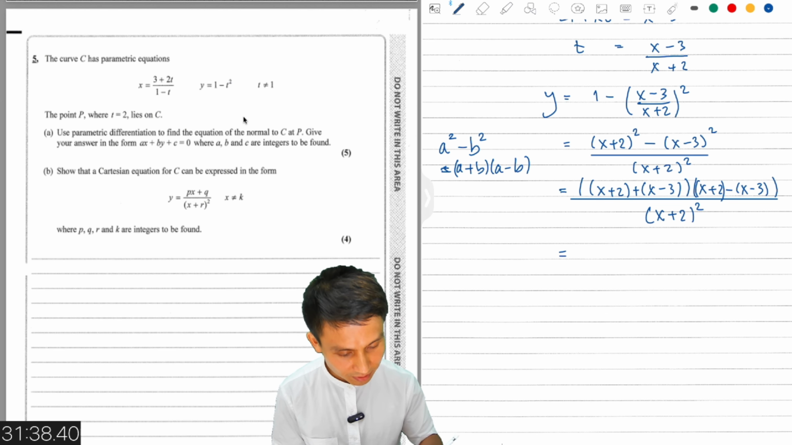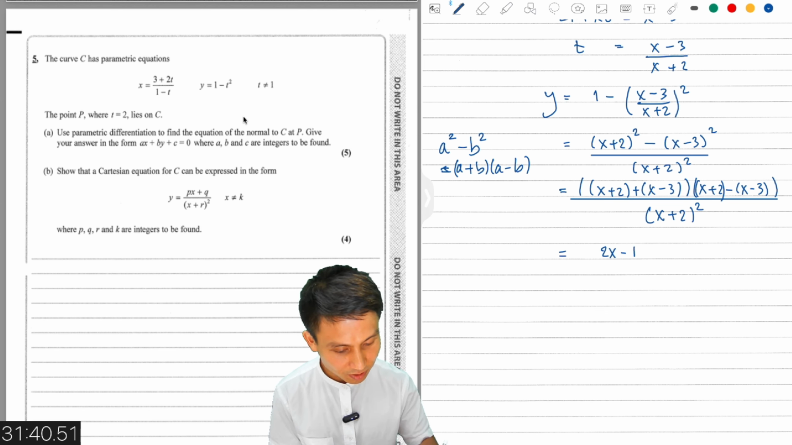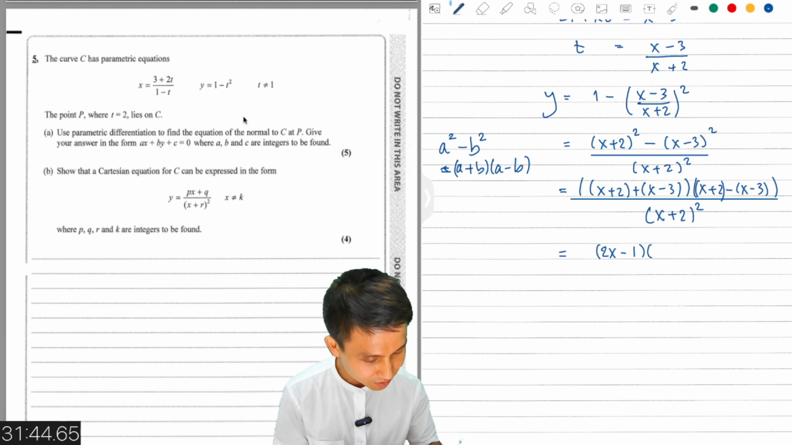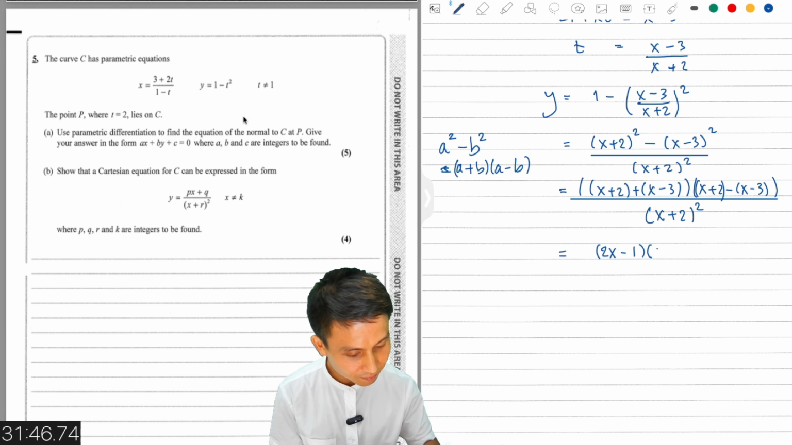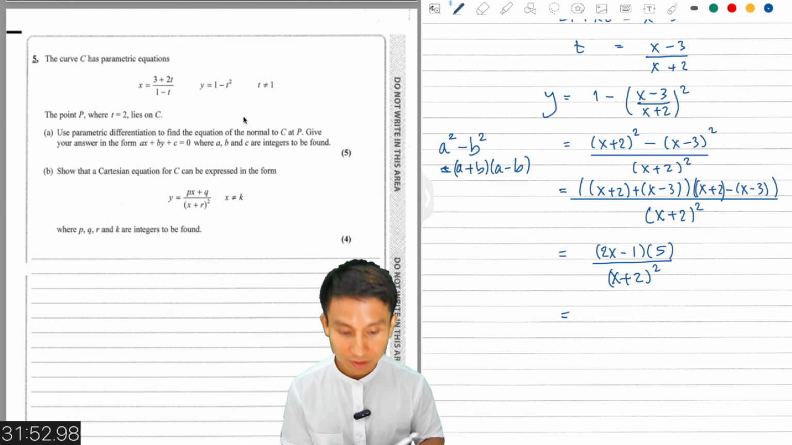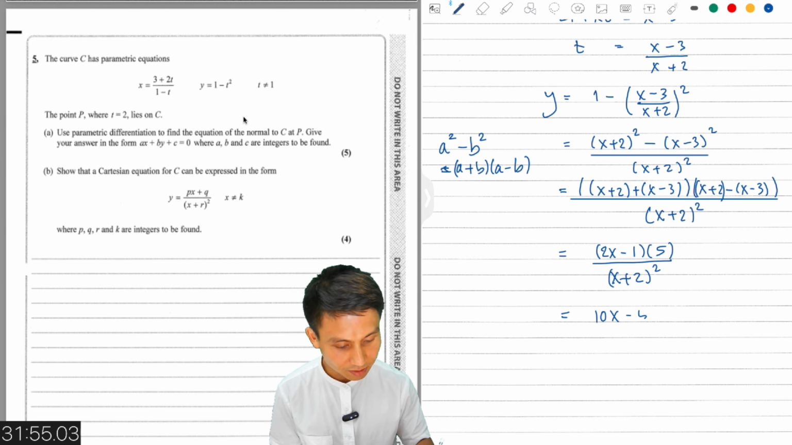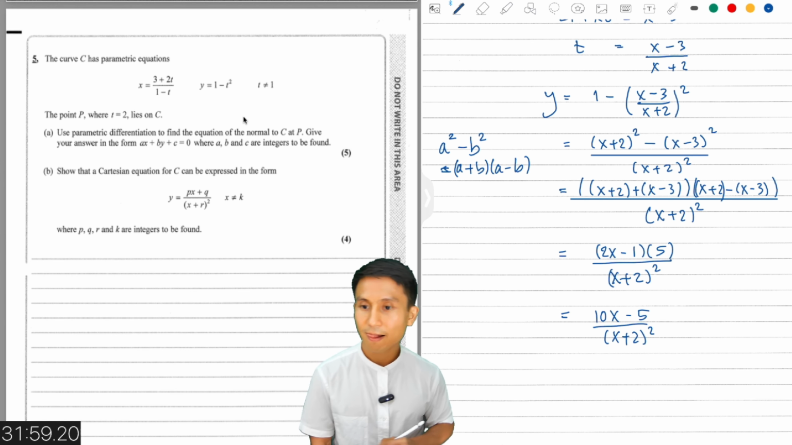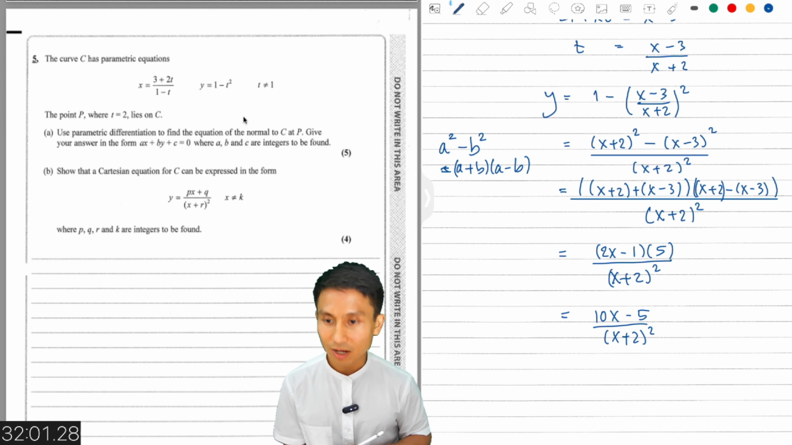Okay, so the first term is just 2x minus 1, and the second term on top there is just disappearing, x disappears. So we get 5 here. Okay, and this is just x plus 2 squared. If we expand the 5 in, yeah, we get 10x minus 5 divided by x plus 2 squared. Everything is an integer, right? Yep, they are. So k to be found.